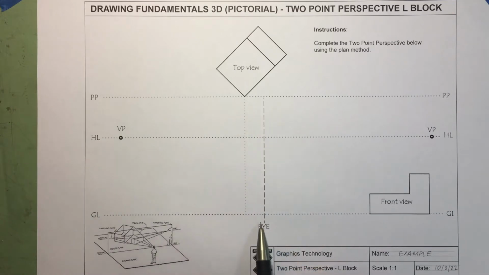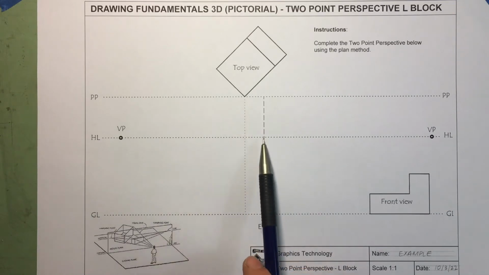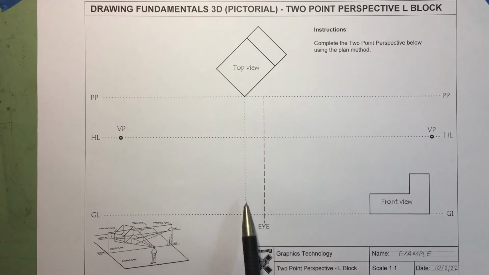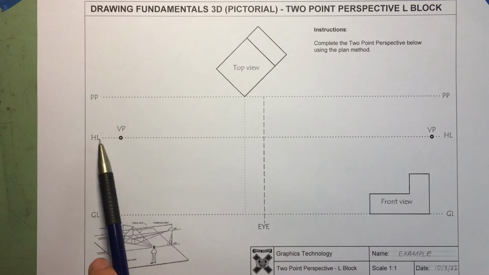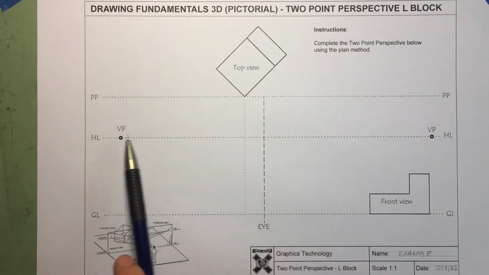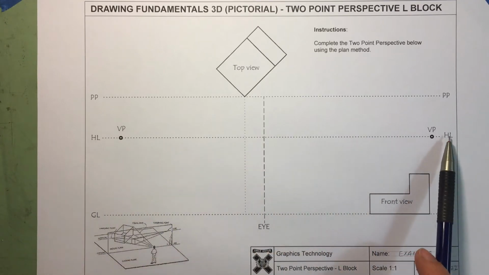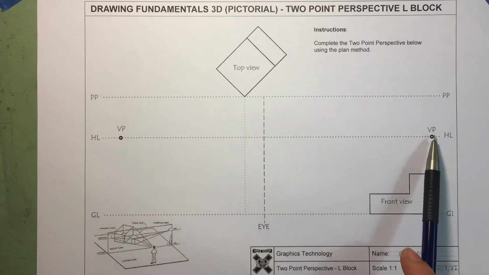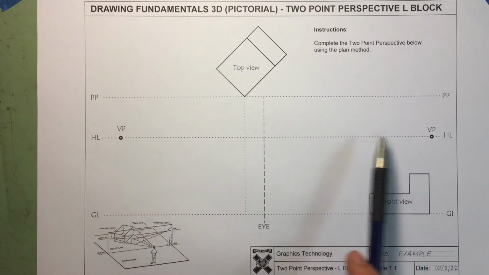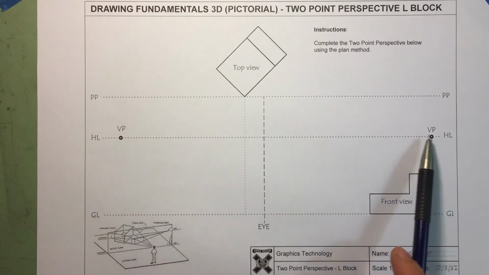So this is your center of vision up here. This is just a point that's been plotted in for you, so you can ignore that for now. Across here, we've got the very, very important horizon line, which everything disappears to. And on the horizon line, you've got two vanishing points.